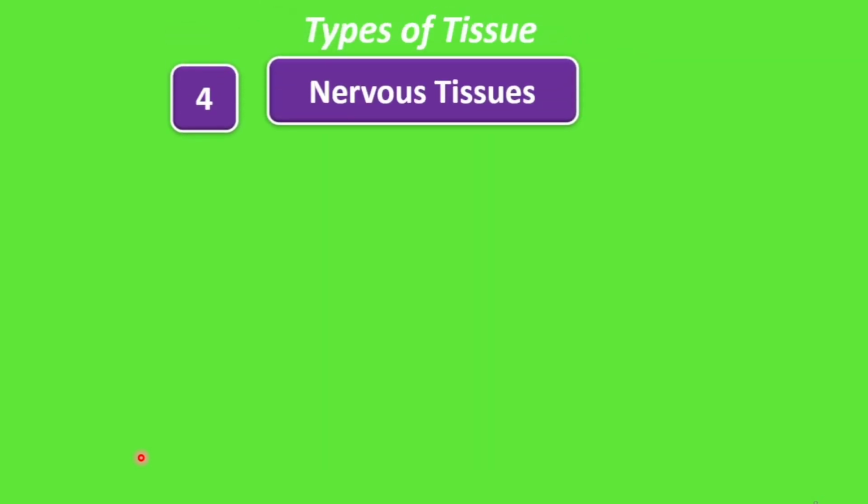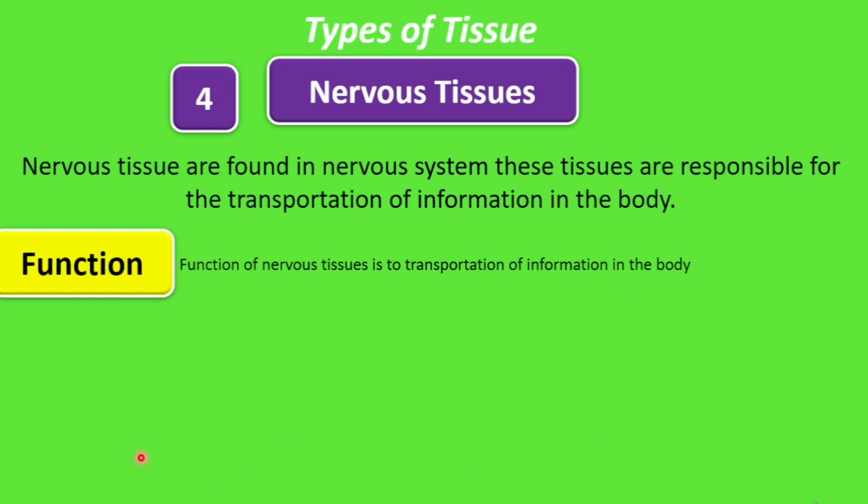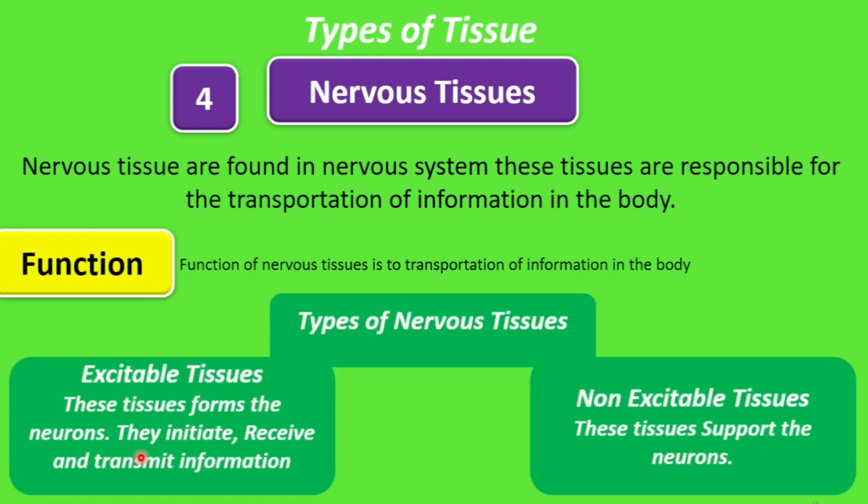The fourth group of tissue is known as nervous tissue. Nervous tissue is found in the nervous system. These tissues are responsible for transportation of information in the body. If we talk about the function of nervous tissue, the basic function is transportation of information in the body. Nervous tissue can also be categorized into two subtypes.